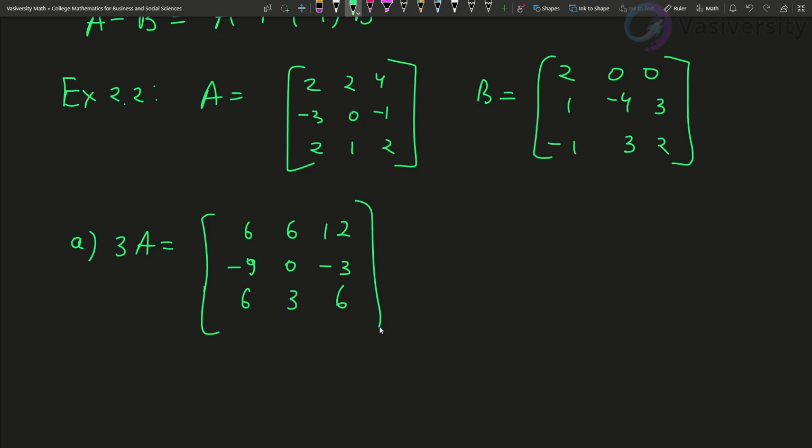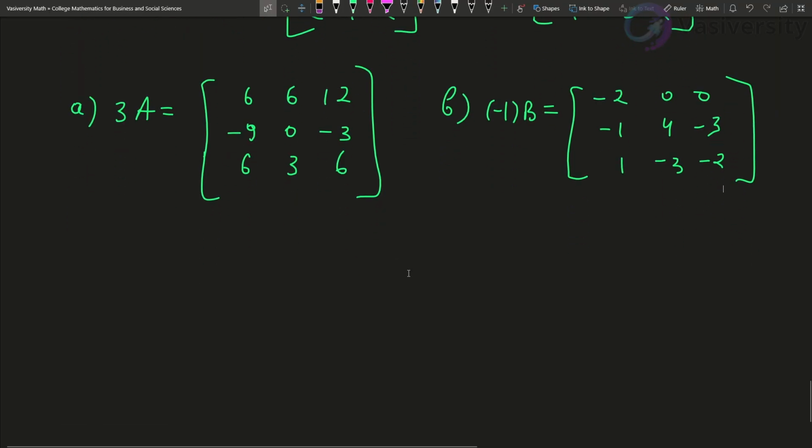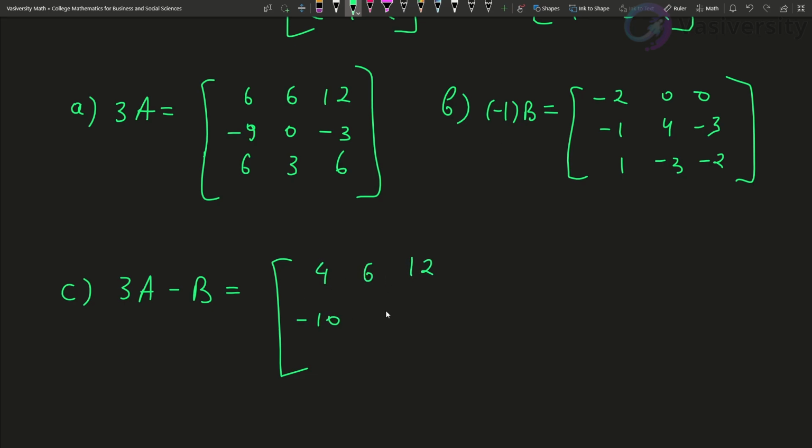Perfect. Pretty straightforward here. Now, if we decided to add A plus B, or actually do part B, -1B would be -2, 0, 0, -1, or -3, 1, -2. Right, so now we can indeed add. So part C, let's go ahead and add 3A minus B. We're just adding them together, so we're going to get 4, 6, 12, -10, 4, -6, 7, 0.